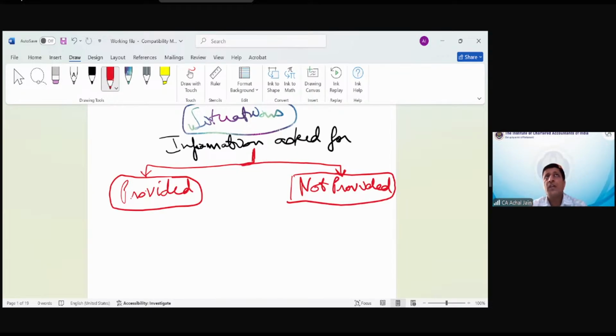Or maybe management doesn't want to provide. This situation is going to be rare, but at times it may be possible. Management may not want to share some information, and that's the reason why that particular information has not been provided to the auditor. So we may have two types of situations. Now let's talk about this first situation.